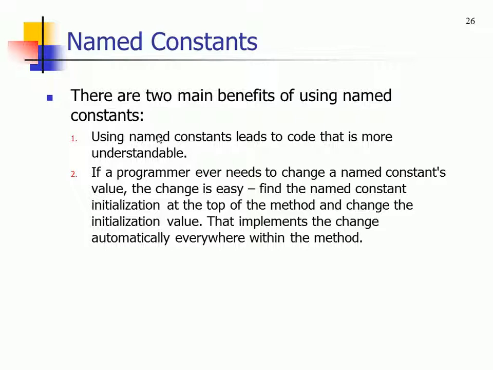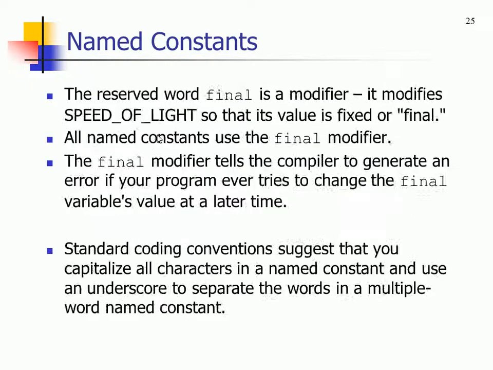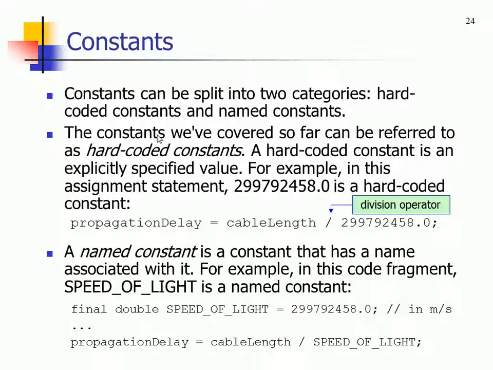They lead to code that's more understandable. If we go back to this code over here, speed of light, can you imagine if we actually had to enter 299792458.0 every time we wanted to use the speed of light in a calculation? What's the odds we actually type it right twice? Pretty slim. So if we assign it to a variable up here, like right here, speed of light, then all we have to remember is speed of light. And we can remember that.